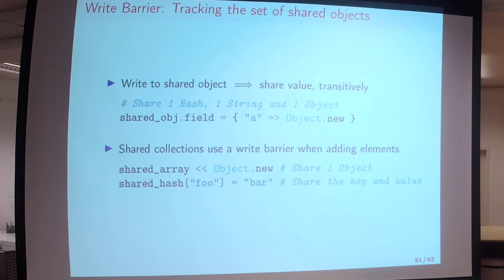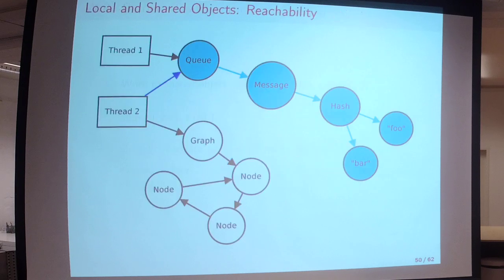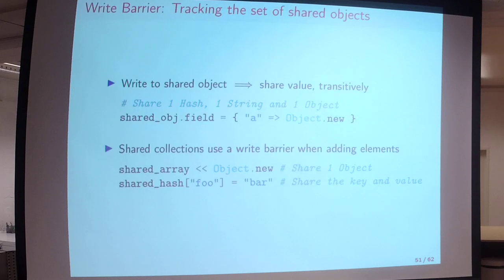And to do this is actually quite simple. We don't need much. Of course, we need to track it at runtime, right? And so when this happens, we need to track it. The way we do this is a write barrier. It means when you write to a shared object or to a shared collection, whatever we put in it is going to be shared as well, because it becomes reachable through it. So write to a shared object field, then we share whatever is in it. In an array, we share the element. In the hash case, the key and the value.